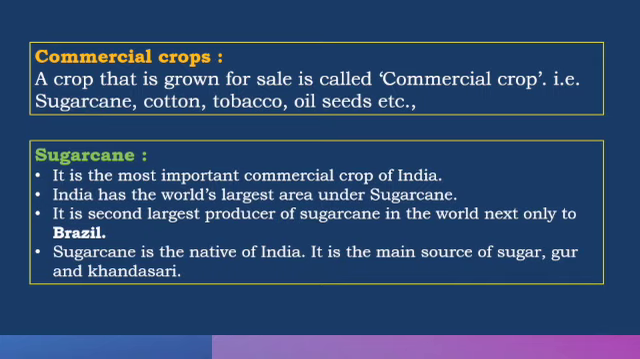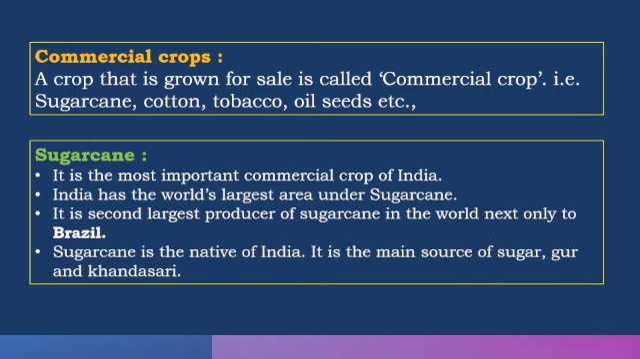India has the world's largest area under sugarcane cultivation, and India is the second largest producer of sugarcane in the world, next only to Brazil. Which country is the largest producer of sugarcane in the world? Brazil. And India stands second.